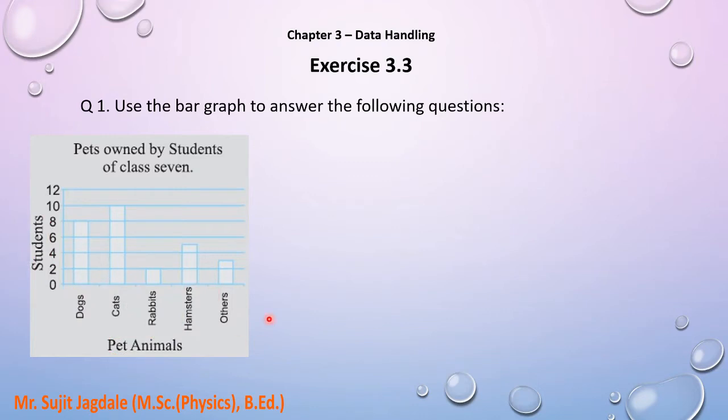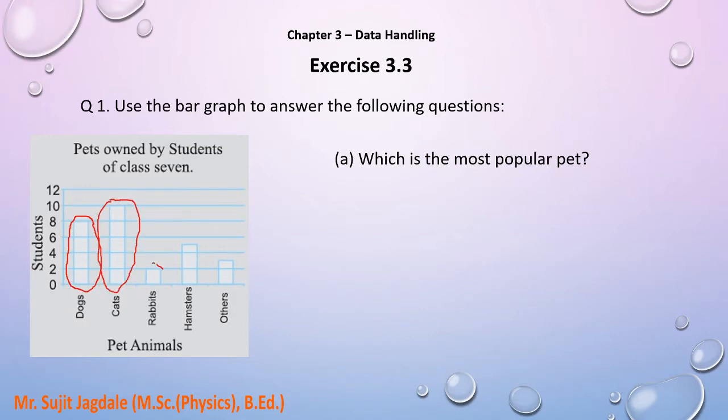So this is the basic information about the bar graph. Now we will see some questions and how to interpret the data, that means how to find the answers for these questions. The first question asked is: which is the most popular pet? Now here the bar graph is given, that means these bars are given. This building-like structure is referred to as a bar, and since it is mentioned on the graph, it is referred to as a bar graph. How many bars are given here? 5 bars are given for 5 animals: dogs, cats, rabbits, hamsters, and other animals.